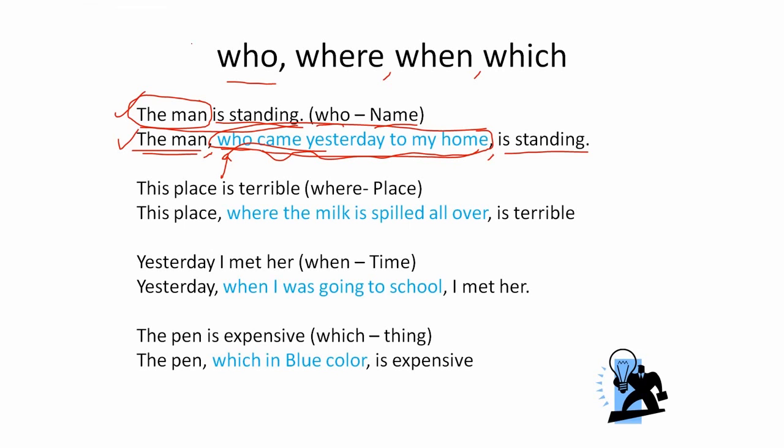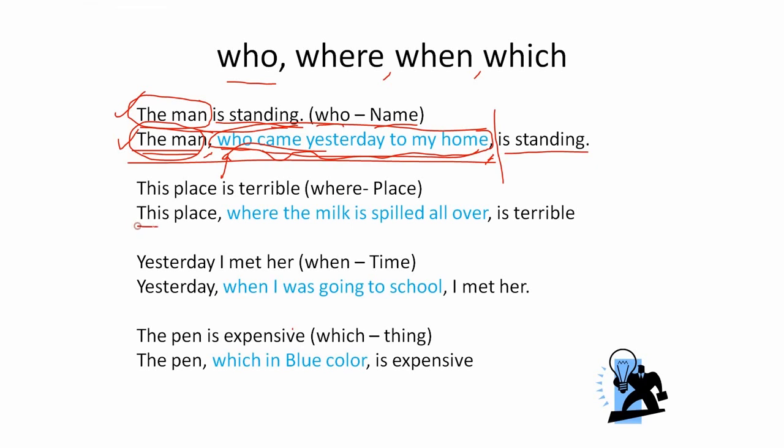Like, the man is already a noun. Why do we use who? Because it's a person and I am adding some detail. What is the detail? Who came yesterday to my home? That's the detail, and it ends with a comma. Is standing. So how do we segment such sentences? This entirely, the man who came to my home yesterday is standing, till here, it's a segment.